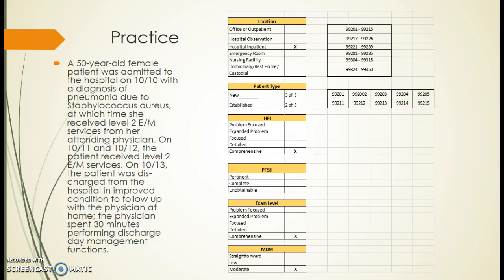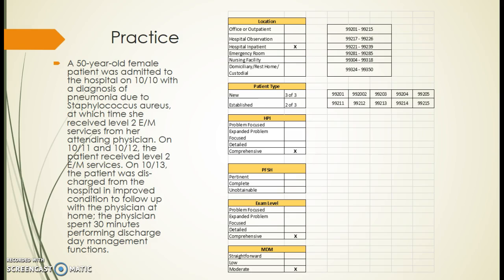a diagnosis of pneumonia due to staph, at which time she received level 2 evaluation and management services from her attending physician. So you know that that's going to be mid-level services. On October 11th and October 12th, the patient received level 2, mid-level again, evaluation and management services.